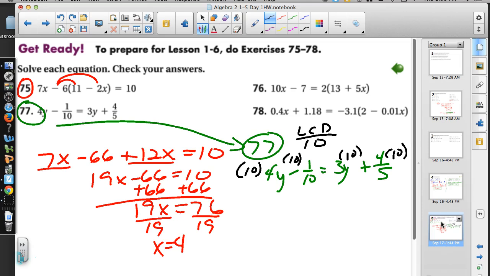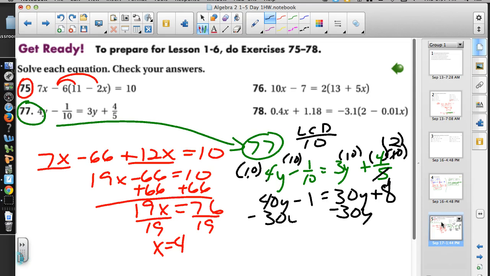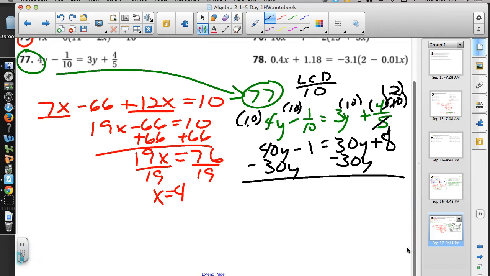That keeps it equivalent because that follows the rules, the properties that we have for algebra. So 10 times 4 is 40y. 1/10 times 10 will be a -1. And then we'll have 30y. And here you can do a little reducing with the 5 and the 10, and you'll have 4 times 2, which is 8. And now we would go ahead and move over the smaller of the two variables, and that would be subtracting the 30y. And we have 10y minus 1 equals 8. We would add 1 to both sides, and that will give us 10y equals 9.